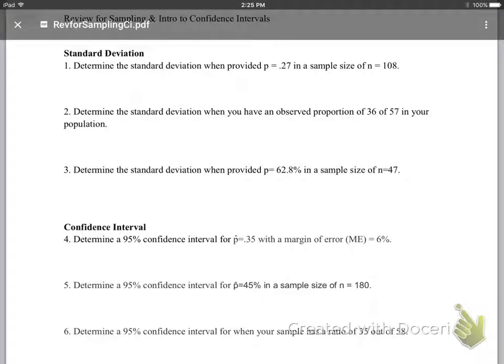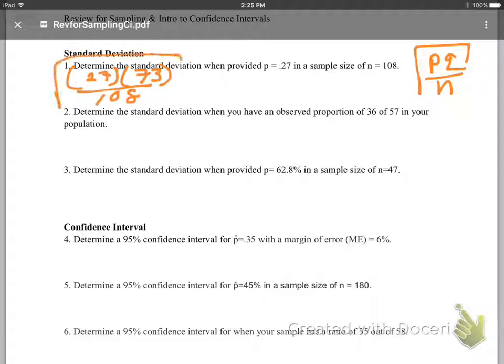Okay, so remember that the formula for standard deviation is the square root of P times Q divided by N. So it's going to be 0.27 times 0.73 divided by 108, and I take the square root. And I get 0.04272. So let's just go out to 3 decimal places, okay?